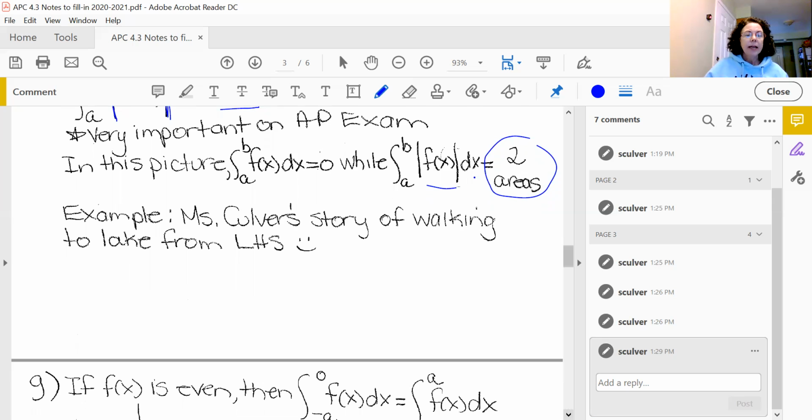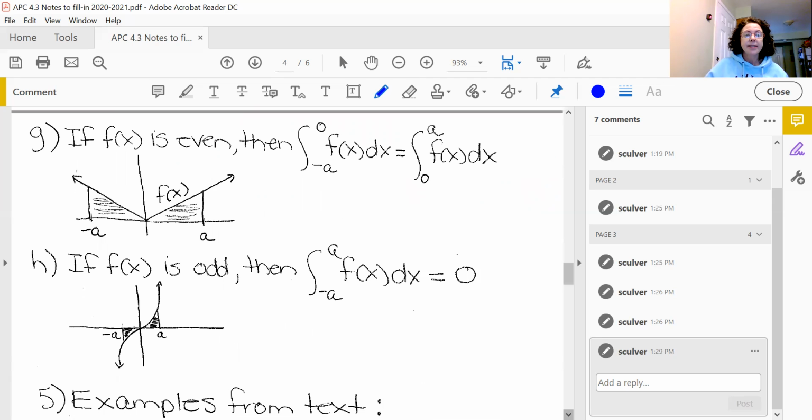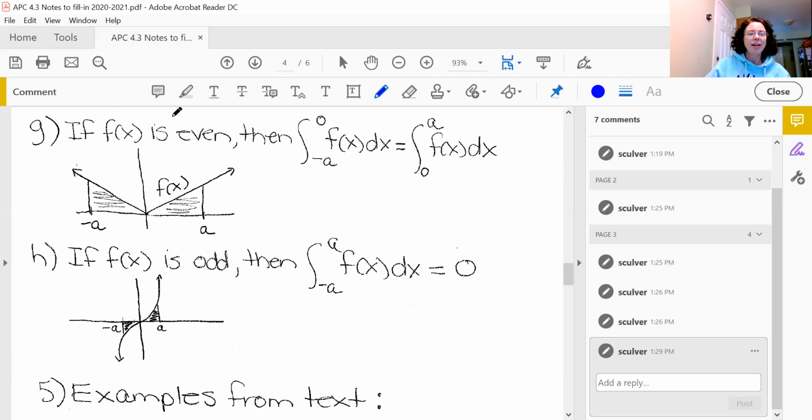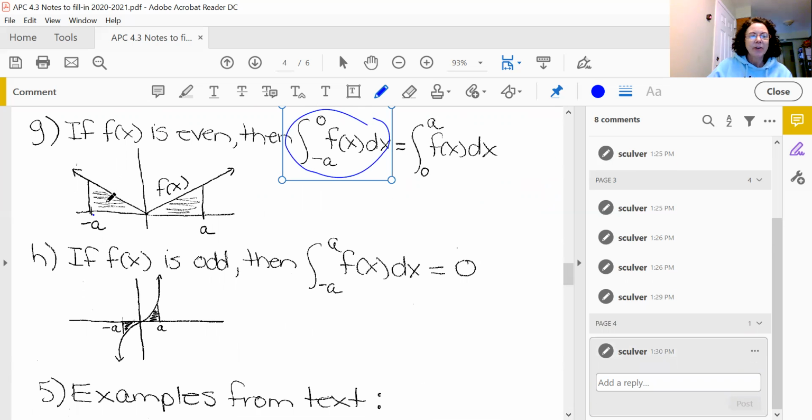Now, if f of x is even, they'll have one of these problems on the AP exam. If f of x is an even function, so notice I tried to draw it as even, where it's symmetric on both sides of the y-axis, then the area or the integral from negative a to 0, right? It's this area right here, equals the area from 0 to a, right? Because the function is even on both sides of the y-axis, that makes the area the same on both sides of the y-axis.